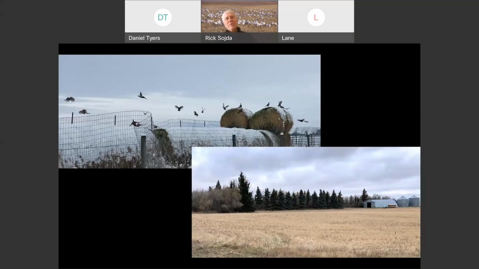So that was their food source. And the cattail sloughs were where they were escaping to, and that was their other cover.